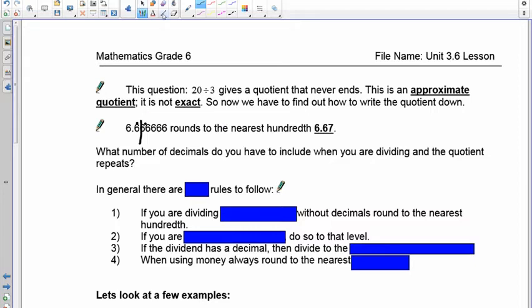Oh, I guess I'm one too far to the right here. Let's go back over here. Okay, so there's your cutoff there. This 6 here is 5 or greater, causing that to become 6.67. That's rounded to the nearest hundredth.